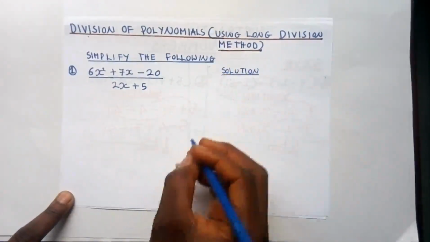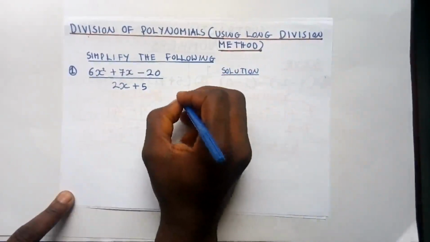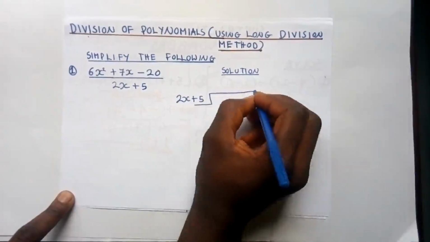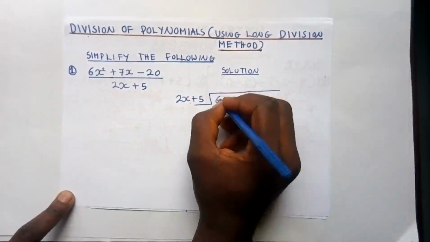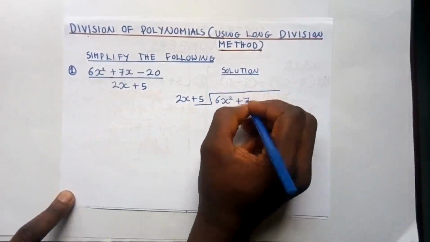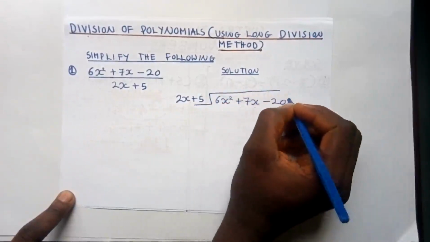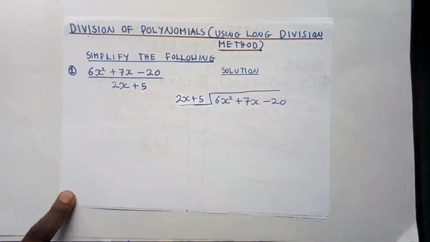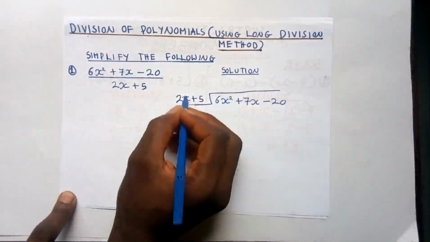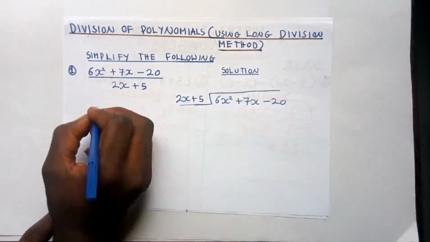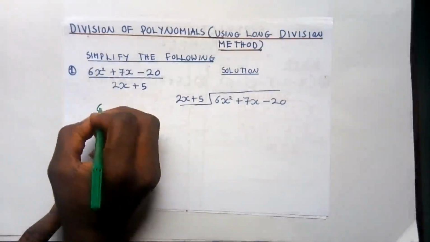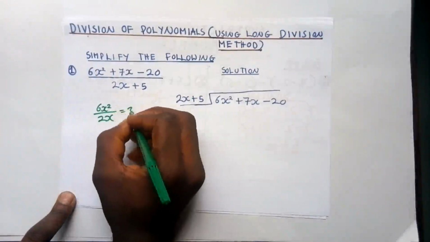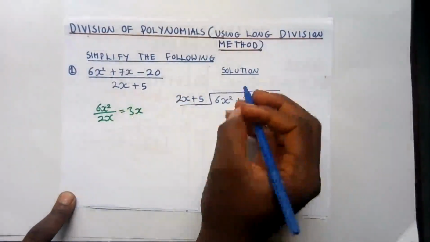Solution. 2x plus 5. Write it in this form. 6x squared plus 7x minus 20. So the numerator is inside and the denominator is outside. The first term here divided by the first term here. So 6x squared divided by 2x, we have 3x. So write 3x here.